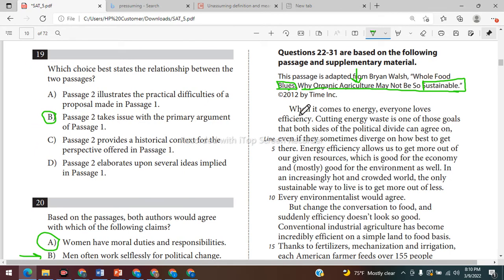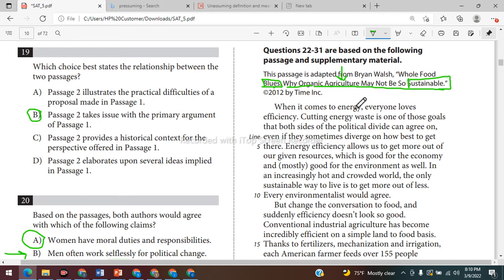It says, when it comes to energy, everyone loves efficiency. Cutting energy waste is one of those goals that both sides of the political divide can agree on, even if they diverge on how best to get there. Energy efficiency allows us to get more out of our given resources, which is good for the economy and mostly good for the environment as well. In an increasingly hot and crowded world, the only sustainable way to live is to get more out of less. Every environmentalist would agree.